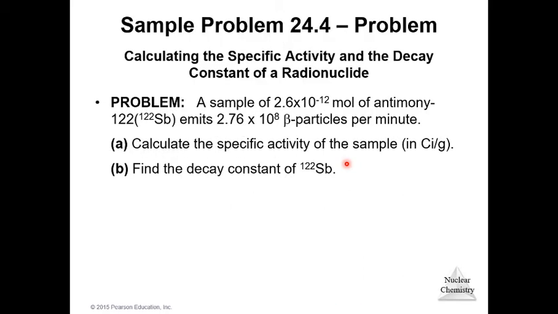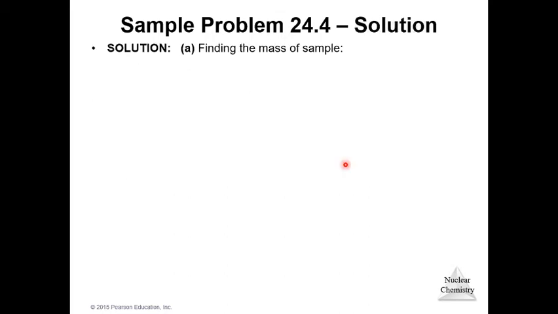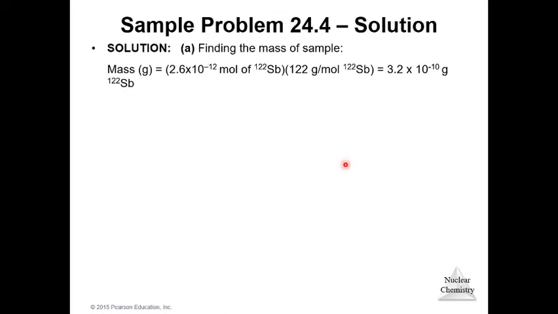All right, so here's our problem. We have a sample of antimony-122, and it's going to emit 2.76 times 10 to the 8 beta particles per minute. What is the specific activity of the sample? Meaning I need to convert all this information into curies per gram. And then I'm going to find the decay constant of antimony-122. So first we need to find the mass of the sample because we have to do curies per gram, and we're given moles. So we're going to multiply by the molar mass of antimony, and now we've got our grams.